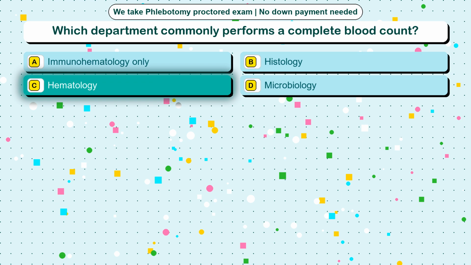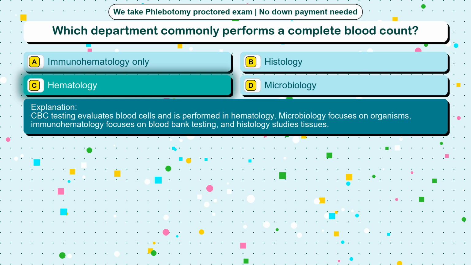Hematology. CBC testing evaluates blood cells and is performed in hematology. Microbiology focuses on organisms, immunohematology focuses on blood bank testing, and histology studies tissues.